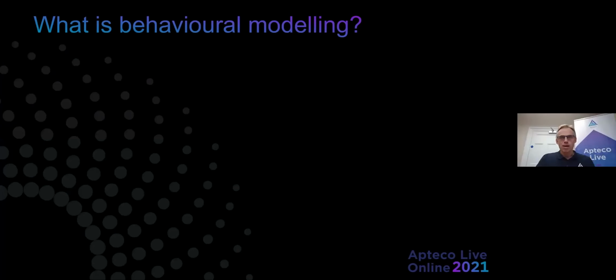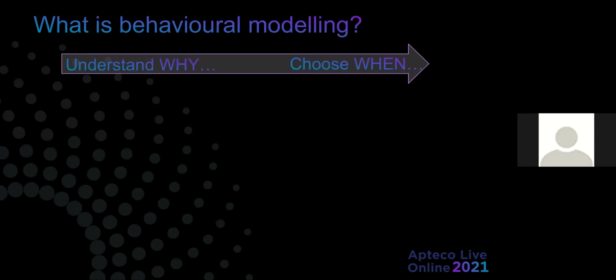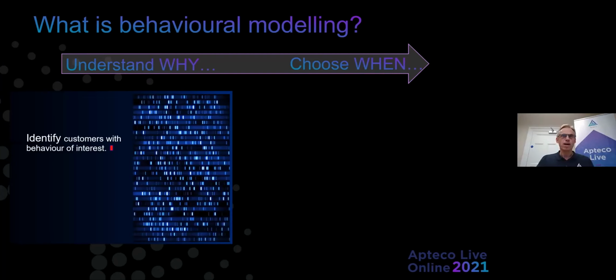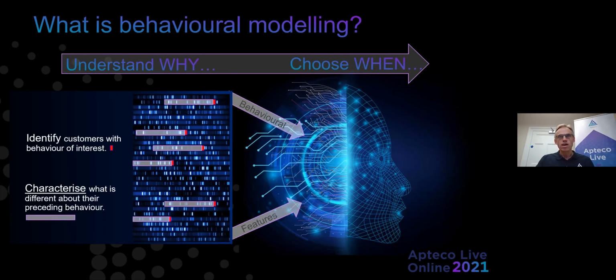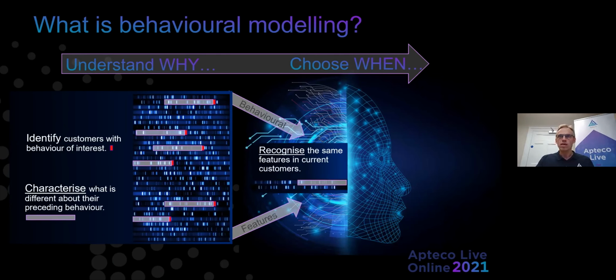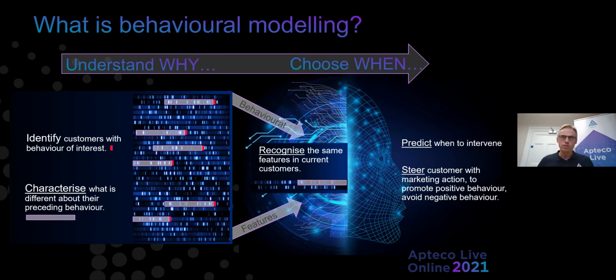I stole my favourite slide from last year's talk, which you may have seen, to explain behavioural modelling. This involves first identifying customers with a particular behaviour of interest, perhaps people who have responded or unsubscribed, and then characterising what's different about their preceding behaviour, so that as you look forwards, you can recognise the same features and patterns in current customers, and so choose and predict when to intervene with a marketing action, and so steer people in a positive direction.